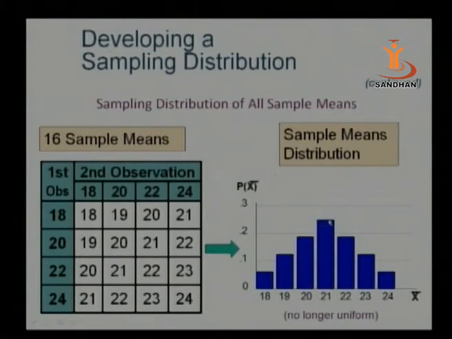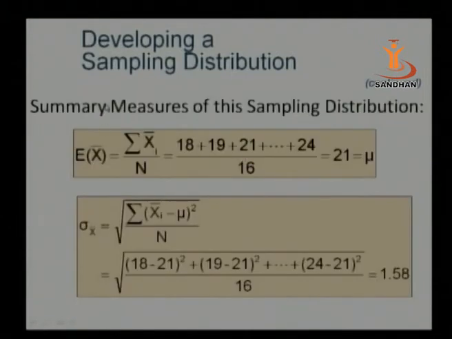So here you can see the curve is bell shaped, which is for the normal distribution. Whatever your population, whenever you find the sampling distribution, it will always follow the normal distribution, right? Now, developing the sampling distribution, we have found that for all 16 observations the mean is again 21 and the variance is 1.58.